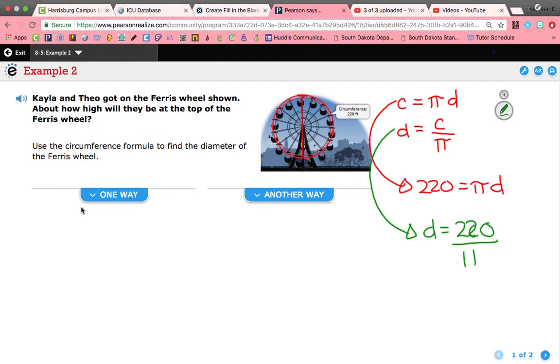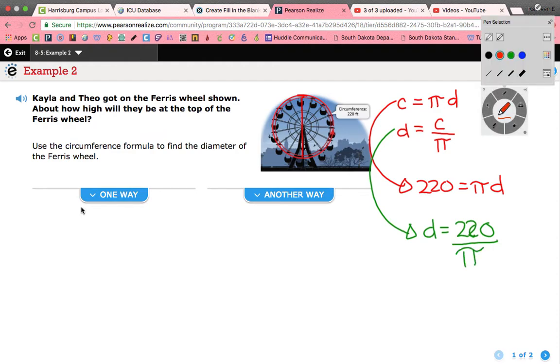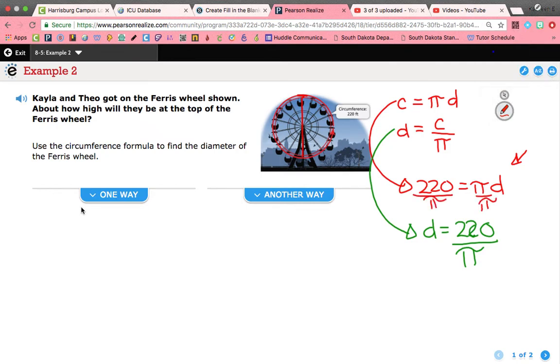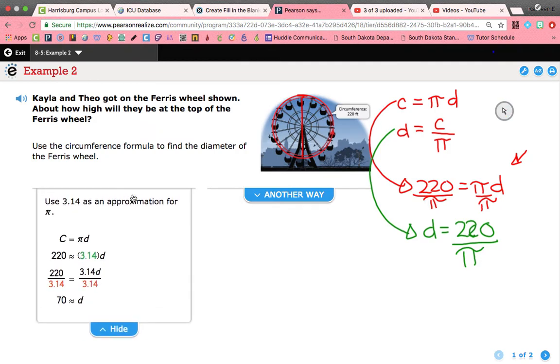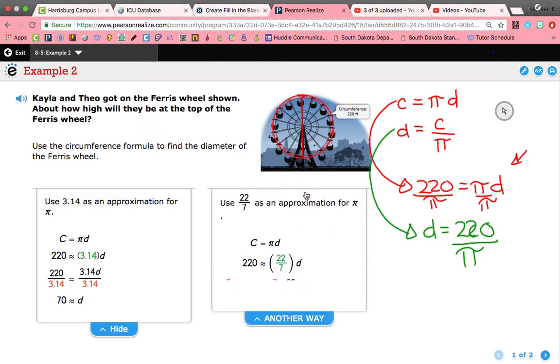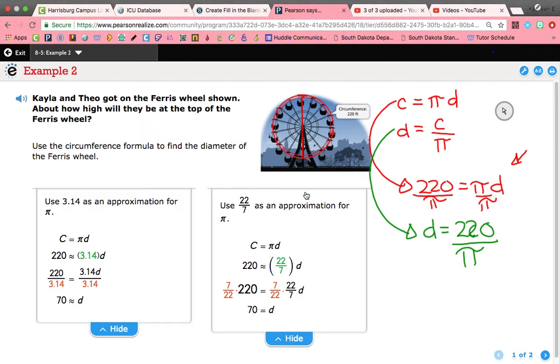220 divided by pi. To solve for diameter in this one, we're going to divide by pi anyway, which is what we did down there. See how they're the same? Either way, we're going to do 220 divided by pi. So we would get, one way, take your circumference equals pi times diameter, divide by pi, we would get about 70 feet high.